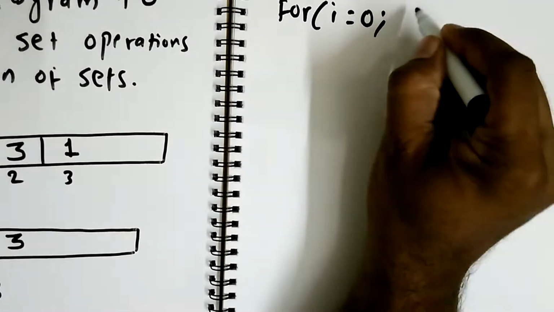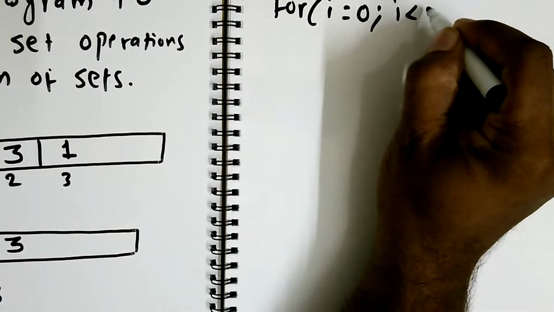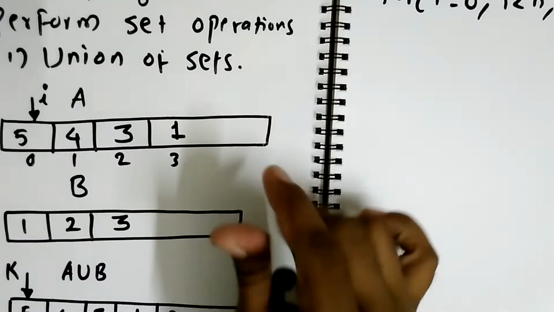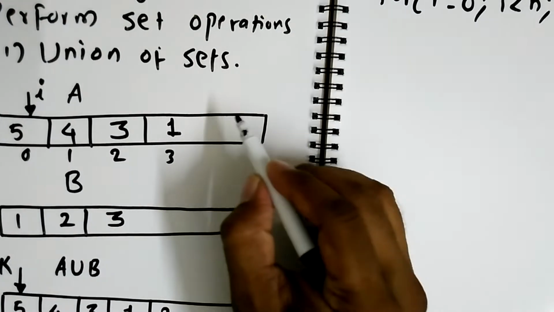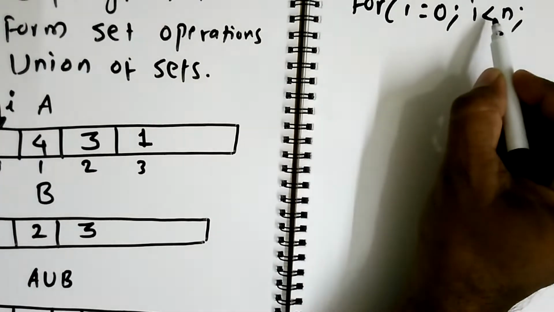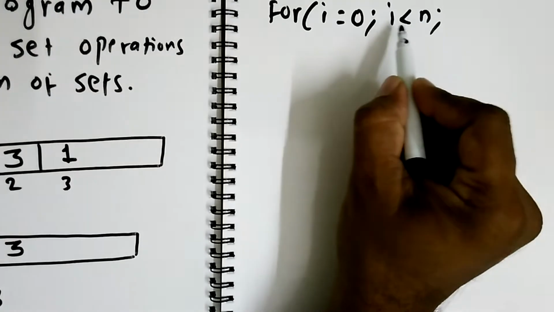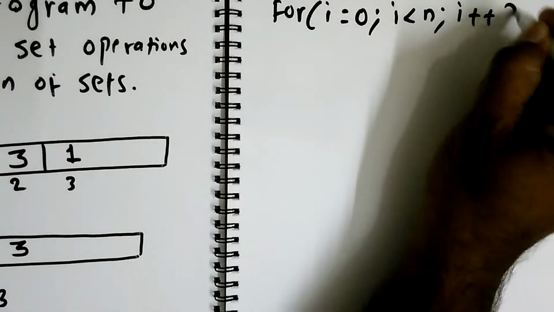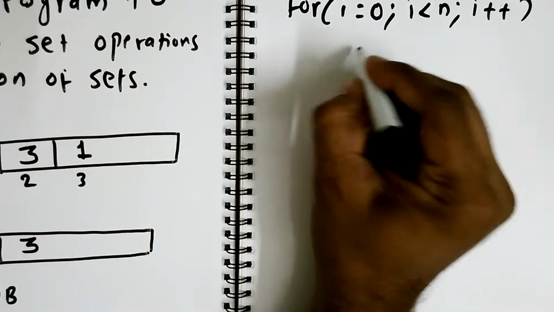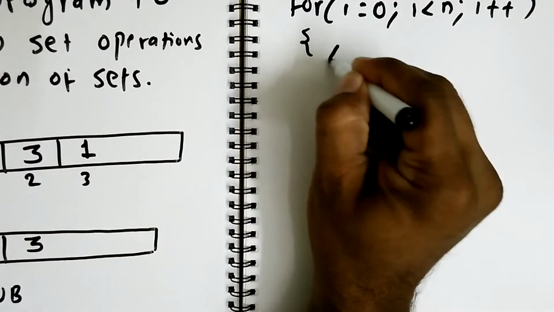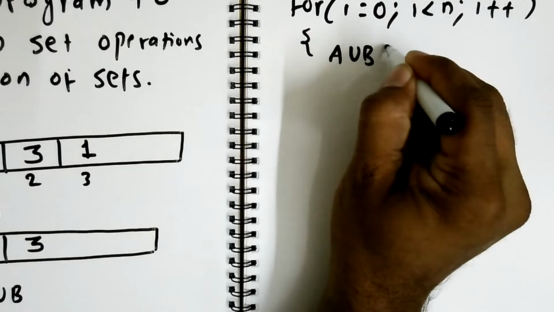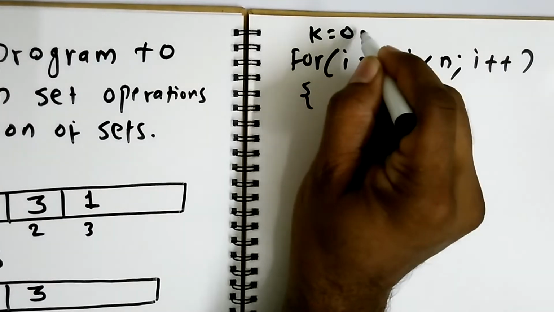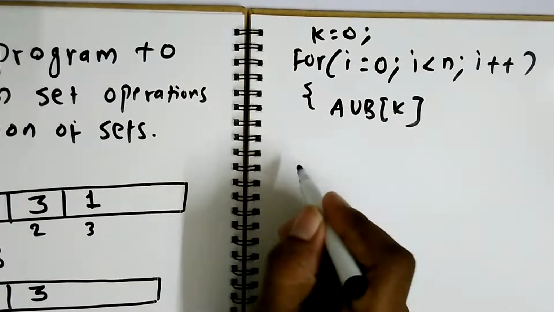i less than n. If there are n elements in array A, the last position will be n minus 1. So I'll go from 0 to n minus 1, and that's why i less than n. You could also write i less than or equal to n minus 1. And then i plus plus. So what I'll do is I'll simply say A union B of k. Of course, k started at 0.